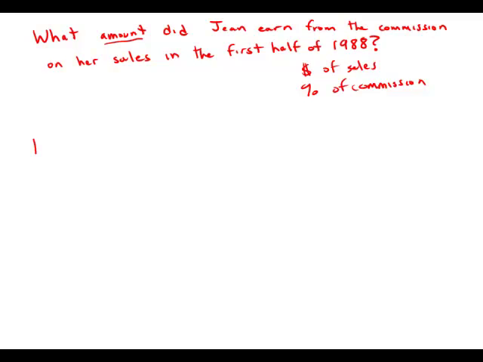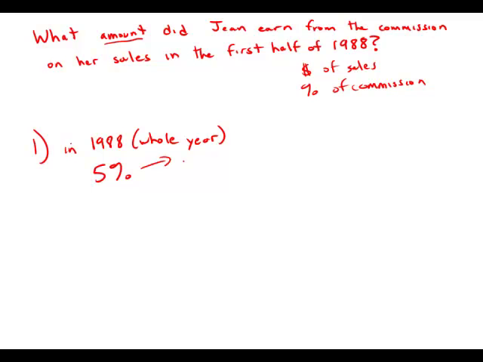So statement number 1 tells us that in 1988, Jean's commission was 5% of the total amount of her sales. Well, this statement is interesting. It does sound like it's giving us a percent, but here we're talking about 1988, that is to say the whole year, not just the first half of the year. And we're told that the commission of 5% is 5% of her total sales through the year.